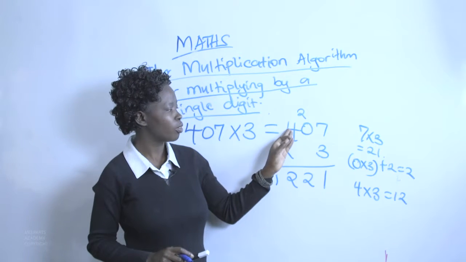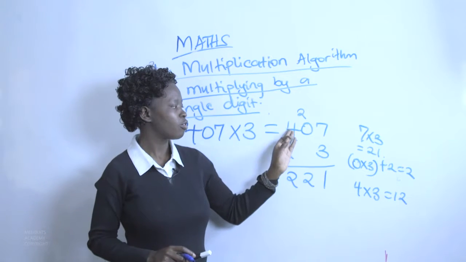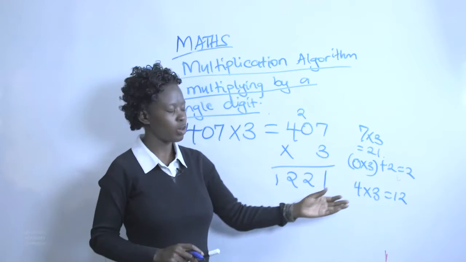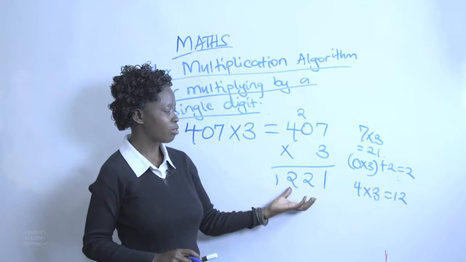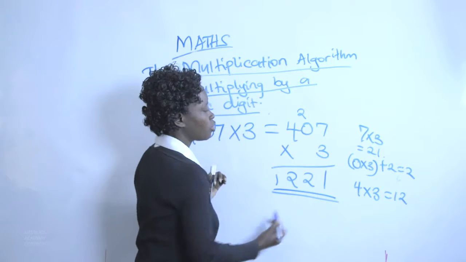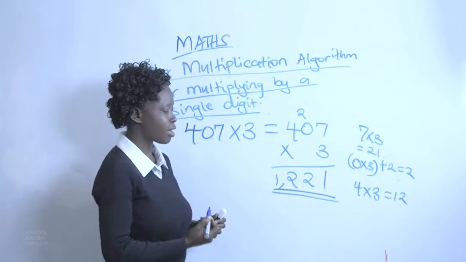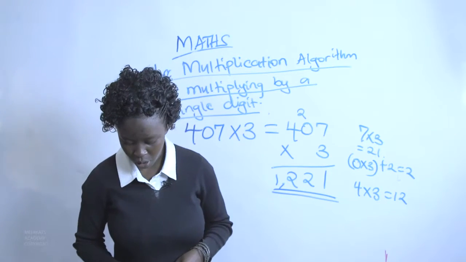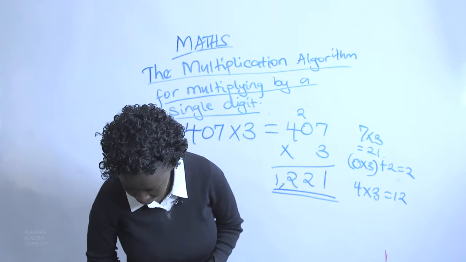Then the other number to the far left is 4. So we have 4 times 3, which is 12. So we will write 12 at this point. So we get that when we have 407 multiplied by 3, our answer is 1221.